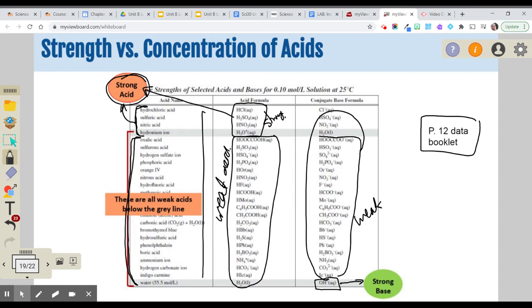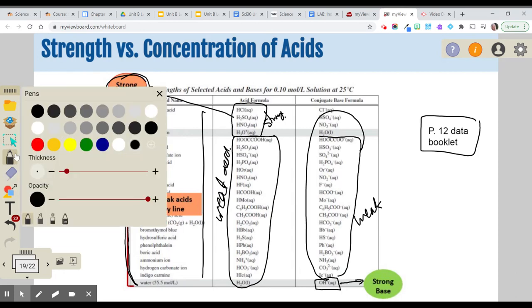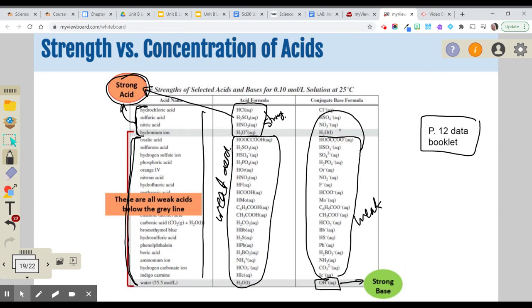And you'll see that water, let's get that into a nice blue green color, appears on both sides. Water can act as a base or as an acid. And there's a few things that can do that. They can either accept protons or donate them.